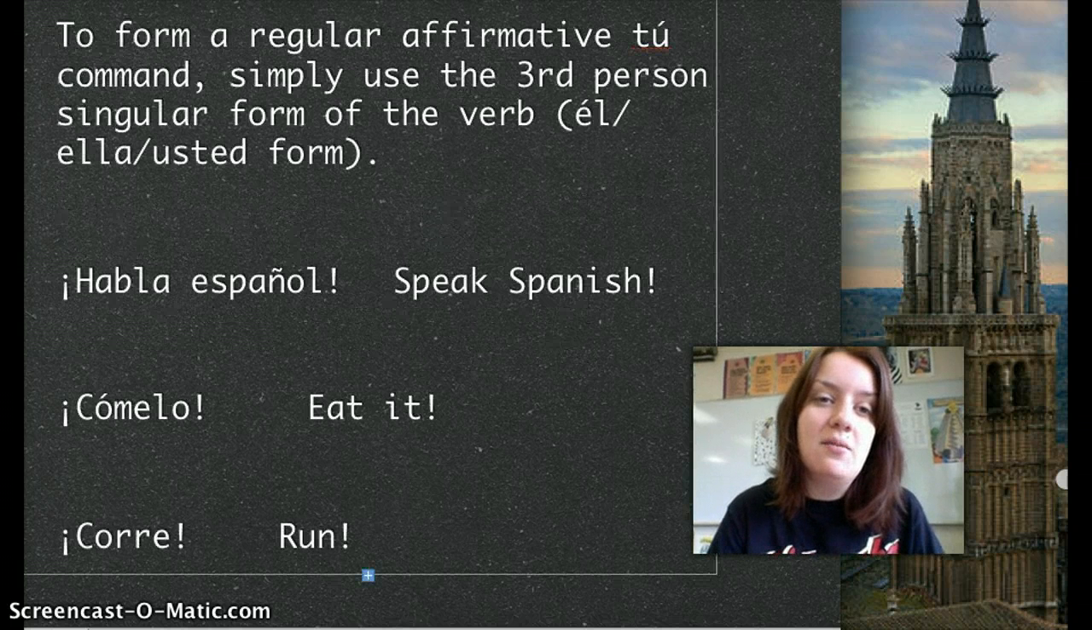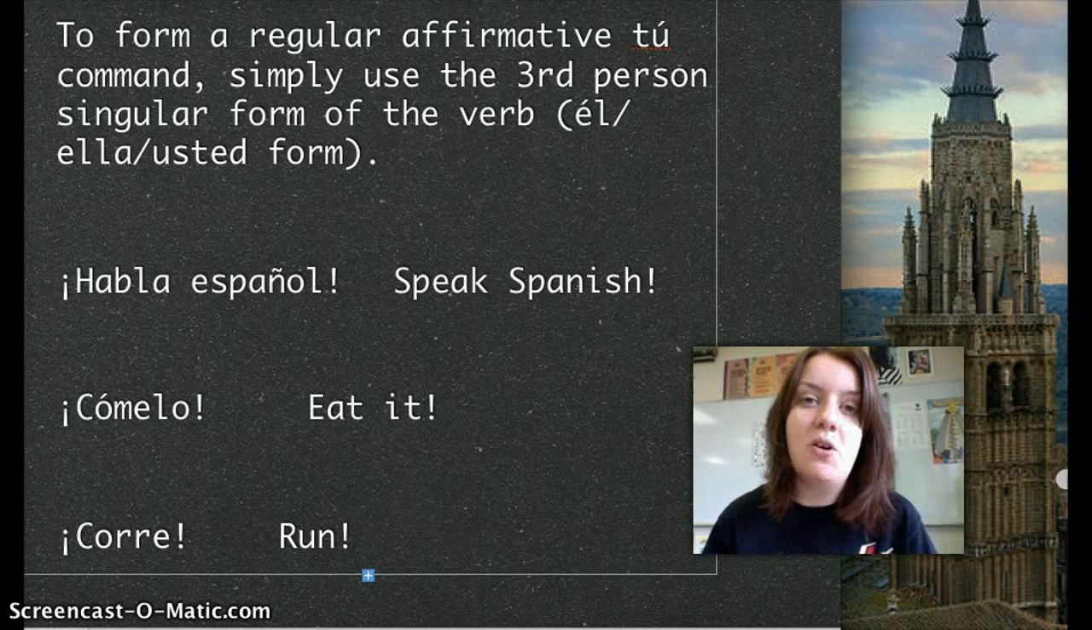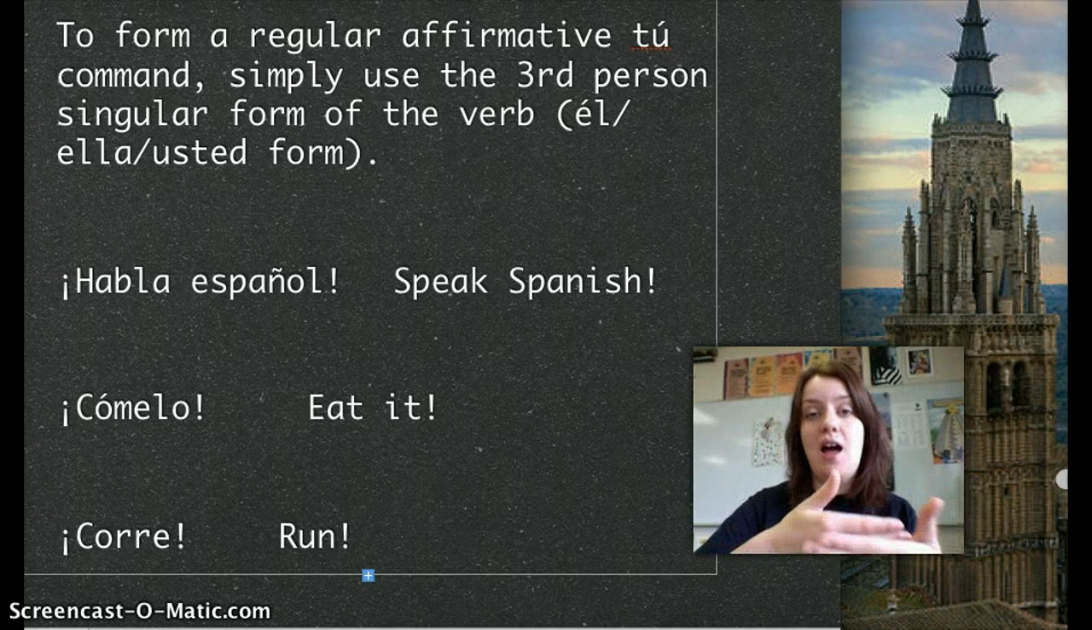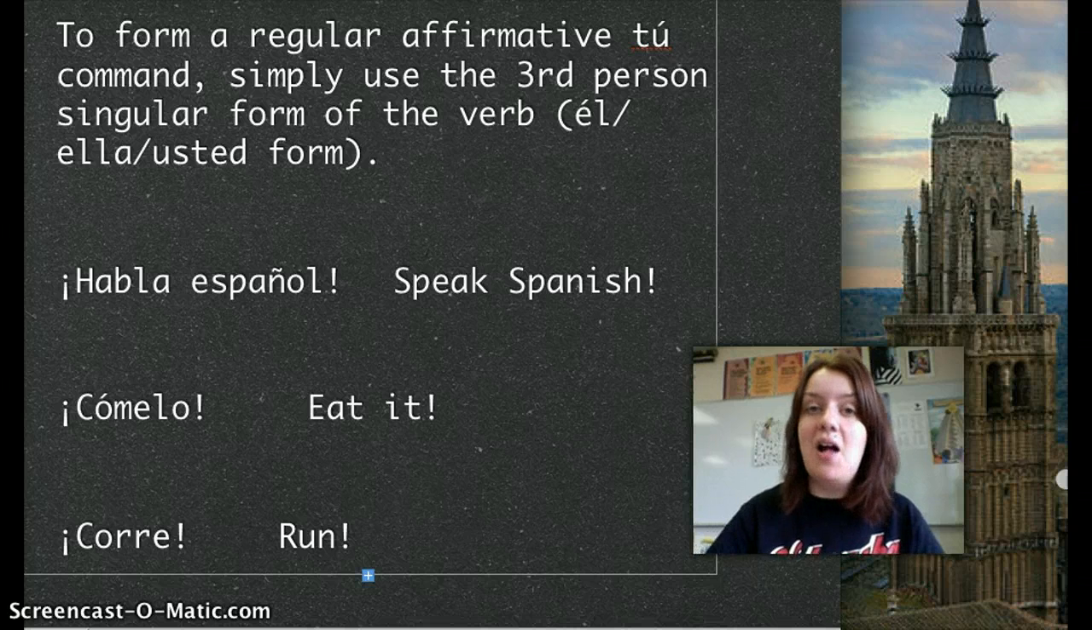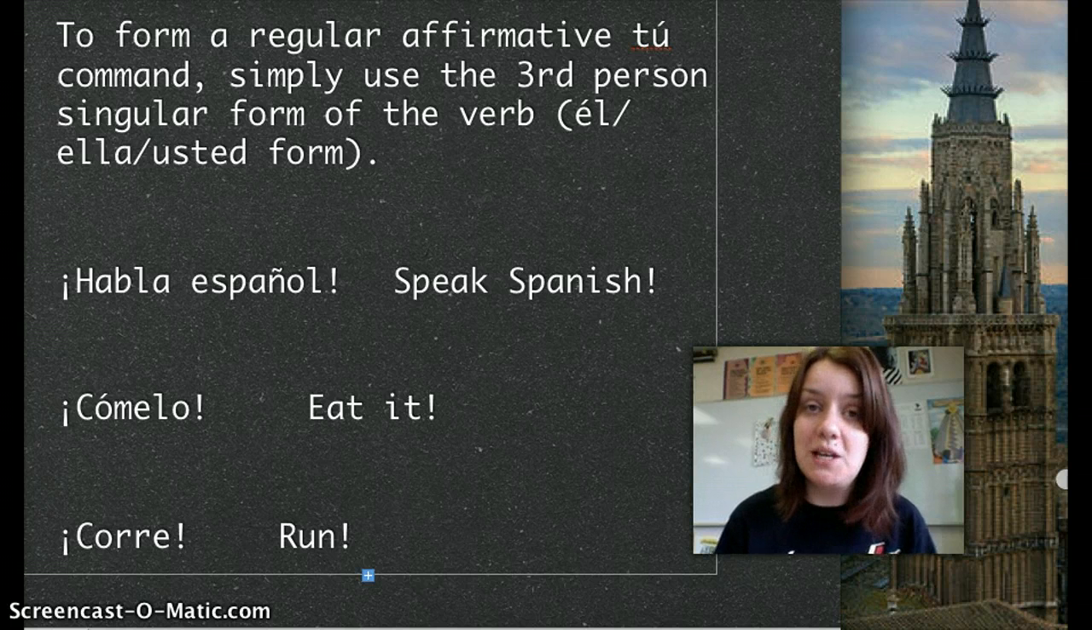Okay, to form a regular affirmative tú command, what you use is the third person form. That's the él/ella form of the verb. So if you think down the list of conjugations, hablo, hablas, habla. Habla is the third person form because it's the third one down. And so that's the same thing that you use for tú commands. So habla español means speak Spanish. Obviously, it also can mean he speaks Spanish or she speaks Spanish. So you need to have some context.